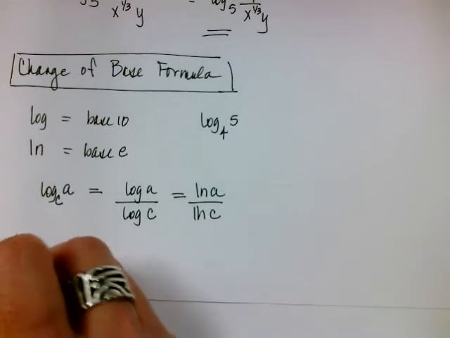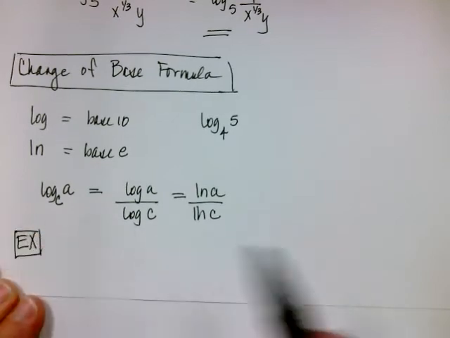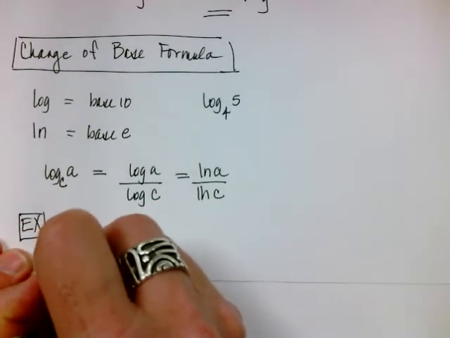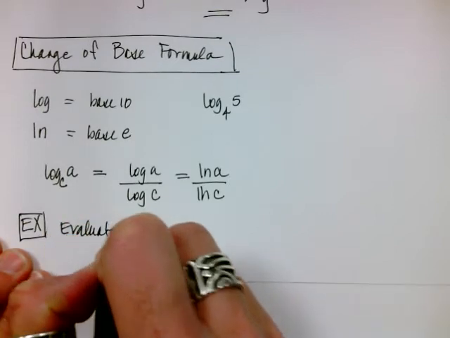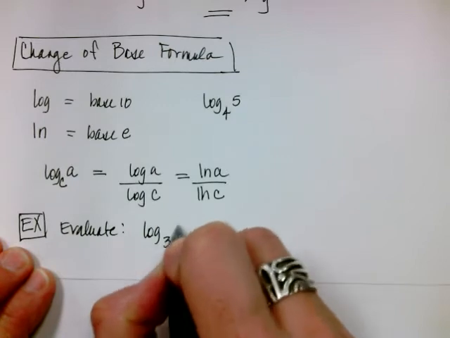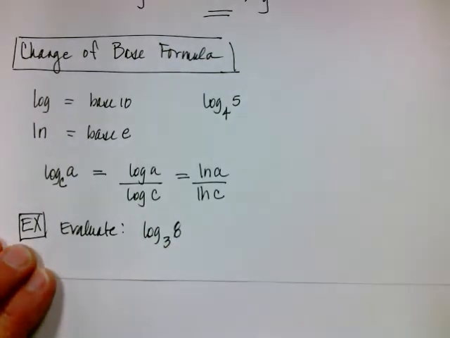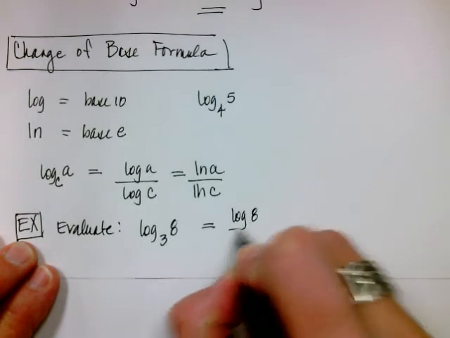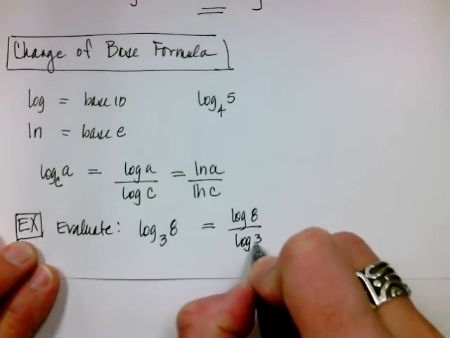So here's our first example using the change of base formula, okay? And I'm going to want to evaluate, which means I need to get an answer, okay? And I'm going to have the log base 3 of 8. I can't do that in my calculator, but I can do a change of base. So I can do the log of 8 divided by the log of 3.